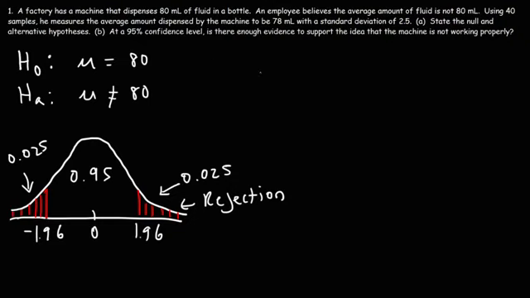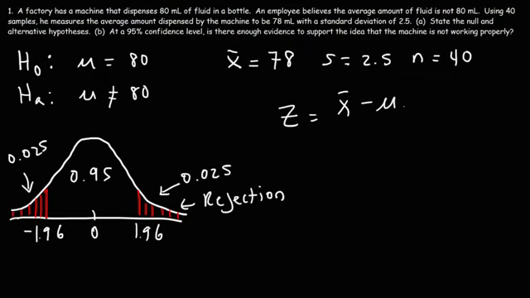Now let's write down what we know. So we know that the sample mean is 78. The sample standard deviation is 2.5, and the sample size is 40. Now, if the sample size was less than 30, we may have to use the student's t-distribution. But the fact that it's greater than 30, we can use the normal distribution and get the z-score, since n is large enough. So we're going to use this formula. It's going to be x bar minus the hypothesized mean over the sample standard deviation divided by the square root of n.